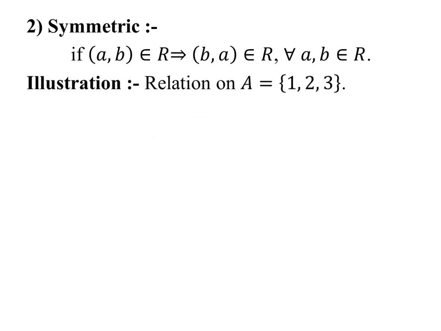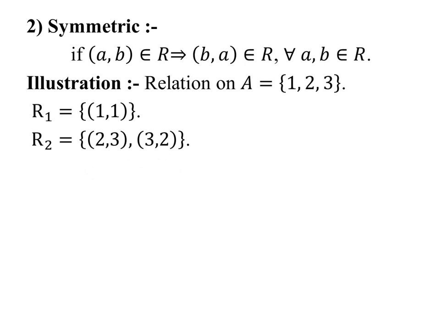Okay, relation on set A is equal to {1, 2, 3}. So first relation R1 is equal to the ordered pair (1, 1). So here (1, 1). If we change x and y, the order of the pair, we again get (1, 1). So (1, 1) belongs to R, so then R1 is a symmetric relation. Okay, next R2. R2 is equal to {(2, 3), (3, 2)}. So (2, 3) and (3, 2) belong to R on set A.